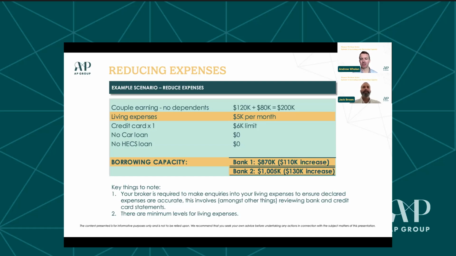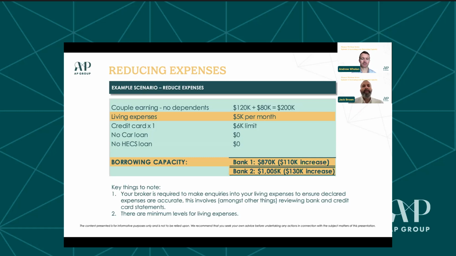Through any finance application, your broker will make inquiries into your living expenses. So having a look at statements, credit card statements, for example, along with other things, just to make sure that those declared expenses are right and sustainable moving forward. And then also important to note that the bank will always assume a minimum level of expenses. So there's only so far down you can go with your living expenses before they hit those minimum thresholds as well. So any change you make here, it's important that it's done in a way that's sustainable for you ongoing, but can have a material impact on borrowing capacity with lower expenses as part of the application.